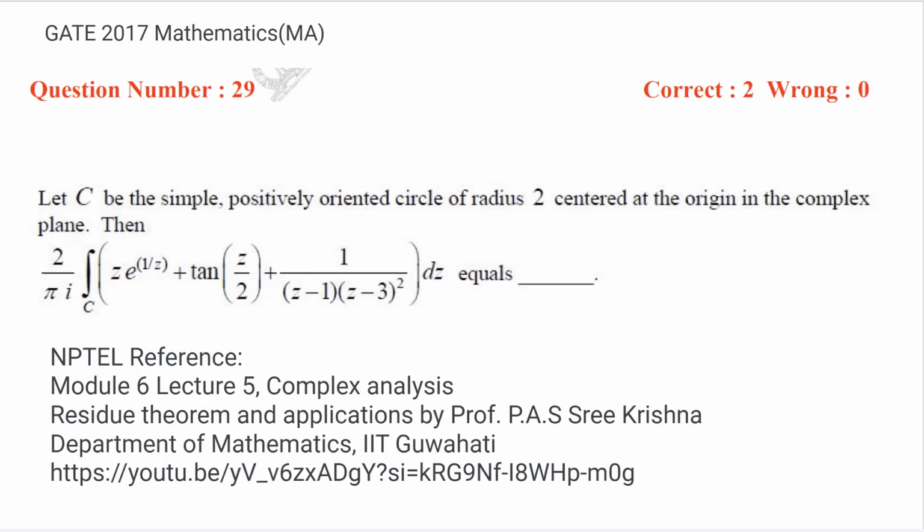The problem is from GATE 2017 mathematics paper, question number 29. The problem given is: let C be the simple positively oriented circle of radius 2 centered at the origin in the complex plane. Then 2 divided by pi i times the integration over C of z times e to the power of 1 divided by z plus tan z divided by 2 plus 1 divided by z minus 1 into z minus 3 whole square dz equals to.